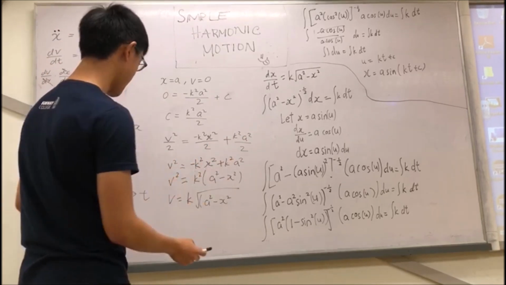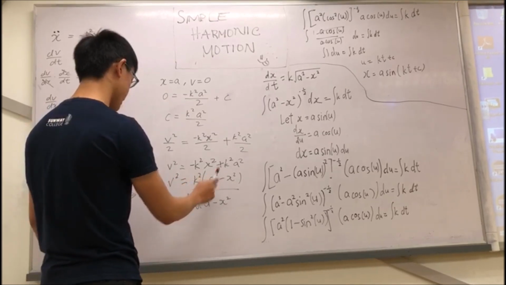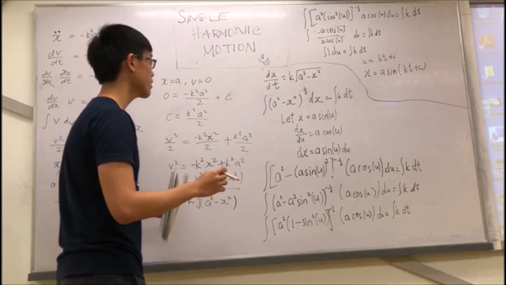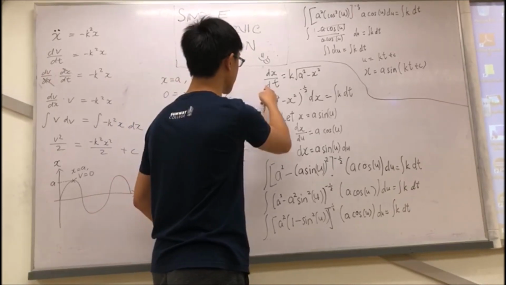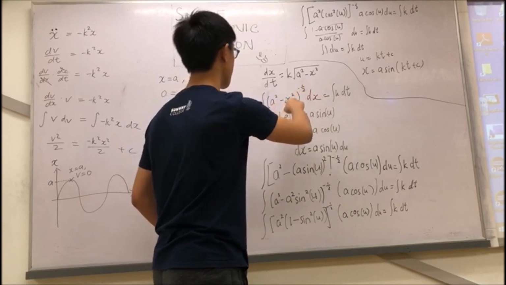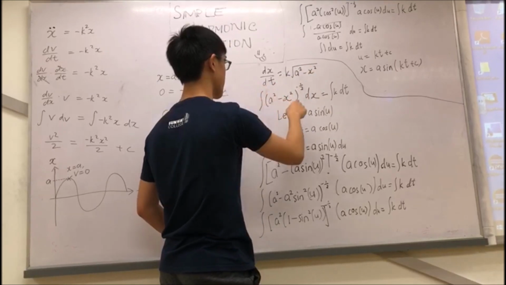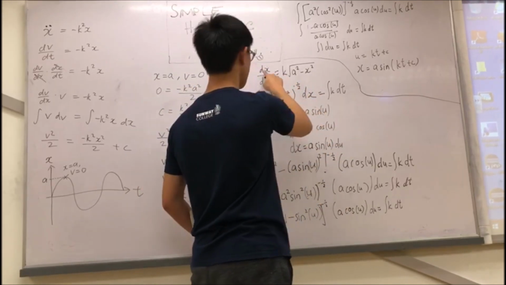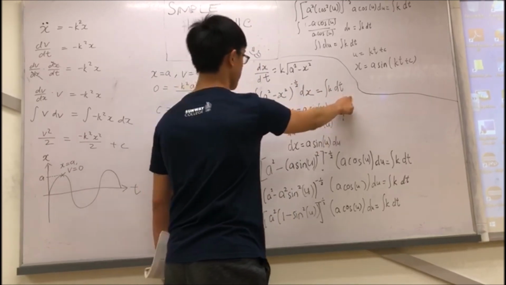Then you times 2 for everything, you get this, then you square root this thing, you get v equals k times the square root of a squared minus x squared. Then v is also the change in displacement, dx over dt equals k times the square root of a squared minus x squared. Then you move the term with the x to here, then you get a squared minus x squared to the power negative half, and dt to this side, integrate k with respect to t.